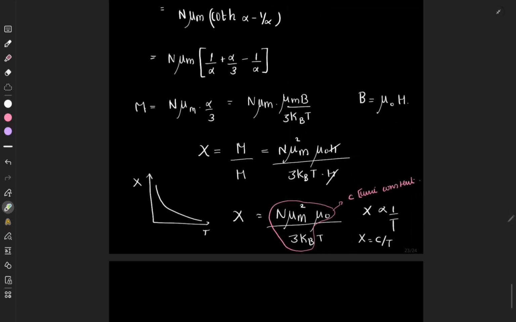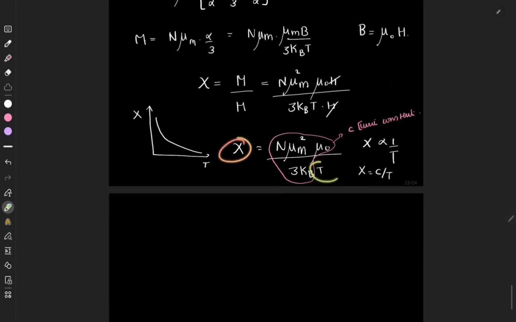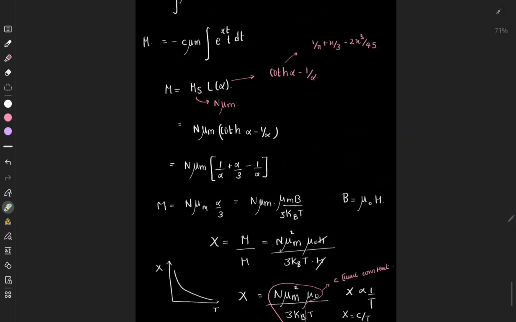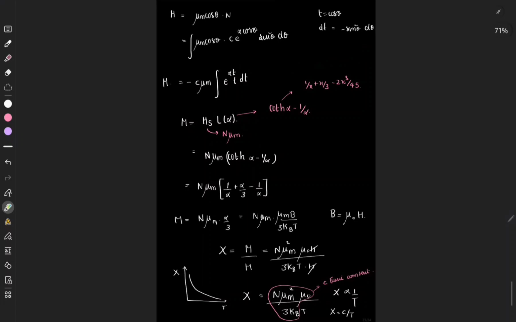Finally you can see that susceptibility is inversely proportional to T, and the rest of the term is C, where C is the Curie constant. I hope you understood this much. That's all for today's video.